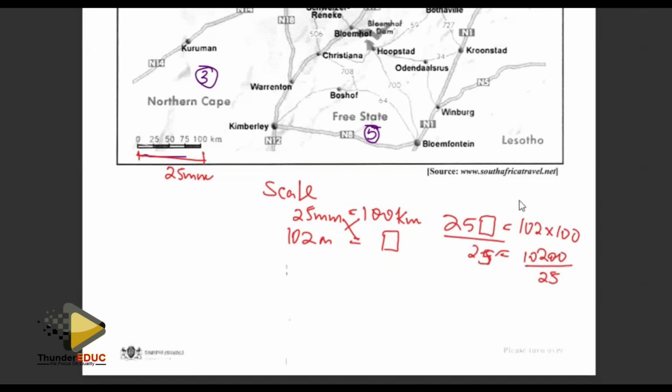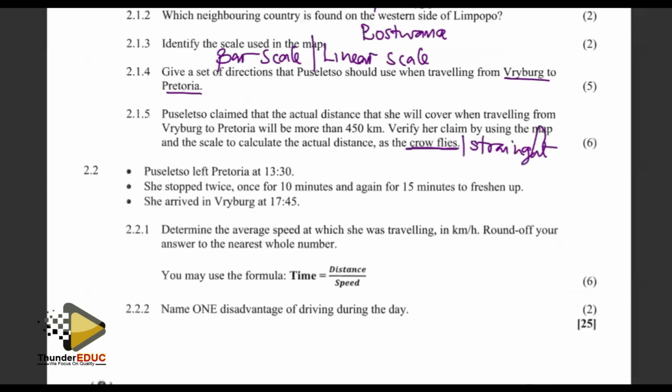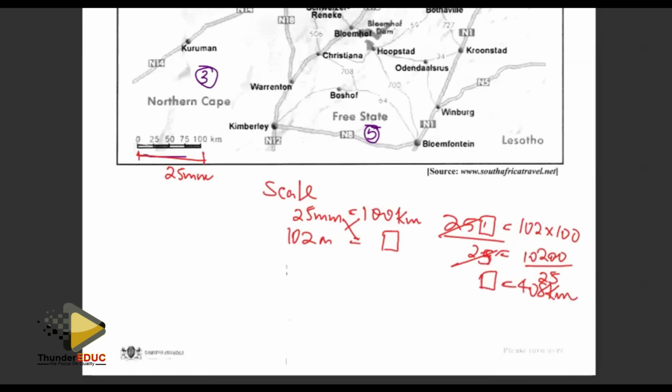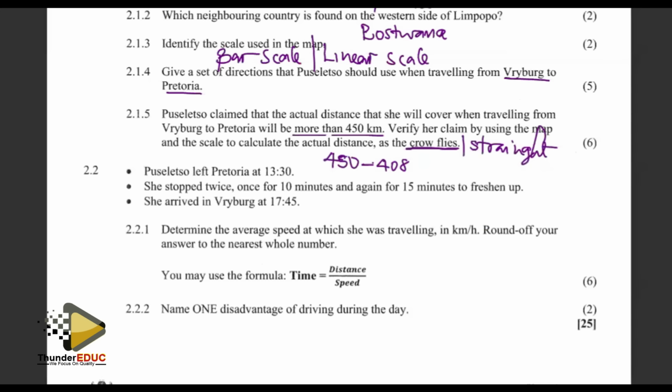So the missing box will give us the answer as 408. The question claims it will be more than 450, so the distance is not that much. We've ended up having 408 kilometers, so we have a difference.